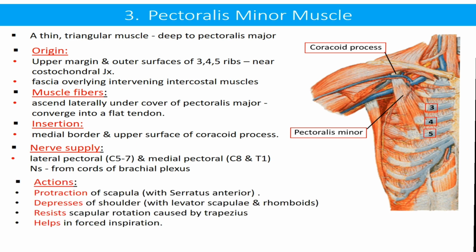As regards the actions of the pectoralis minor, it causes protraction of the scapula along with serratus anterior and depression of the shoulder along with levator scapulae and rhomboids. It resists scapular rotation attempted by trapezius, and finally it helps in forced inspiration.